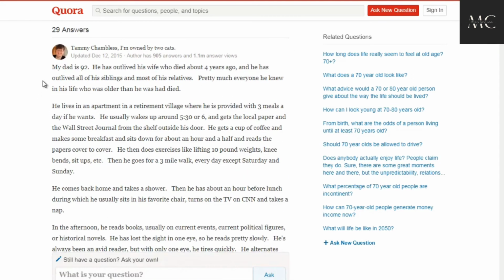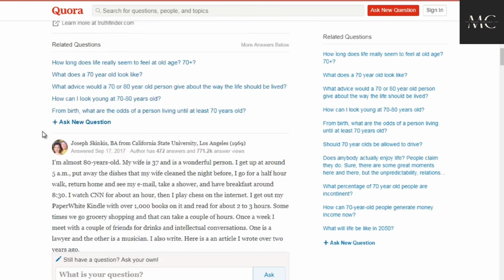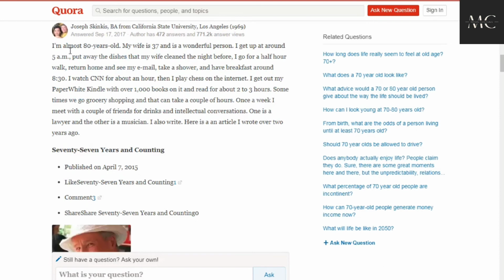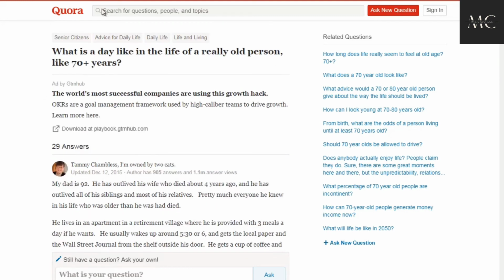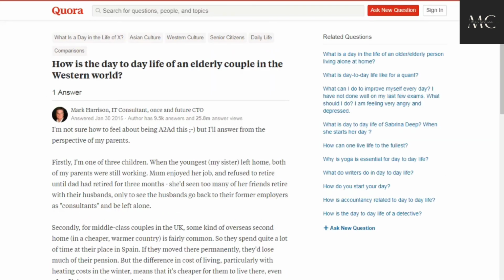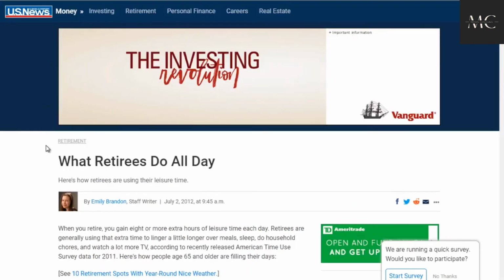So we scroll down, it says, "My dad is 92, he has outlived his wife who has died," and so on. What I recommend that you do is just read through this and try to get a better understanding of your audience. And not just read one or two or three, but try to read as many as you can, maybe from Quora.com. And then the next thing to do is go to actual forums and figure out what they're talking about.